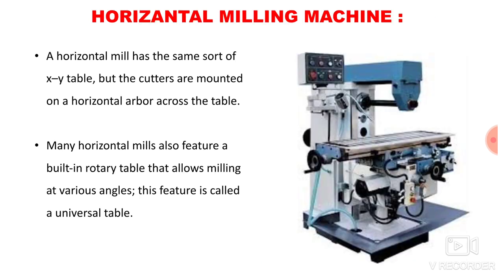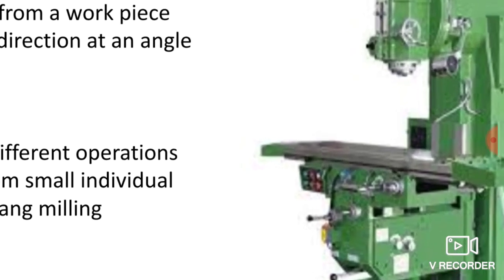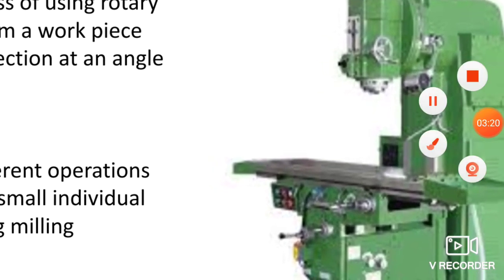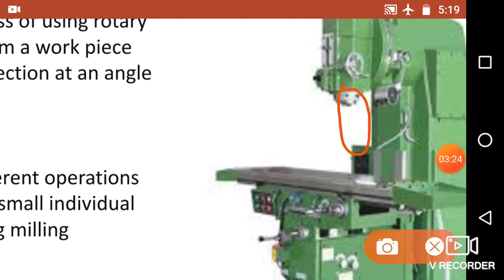Now this is an image of a horizontal milling machine. Earlier to this slide we have seen the vertical milling machine, so this is the vertical milling machine. Here, at this point, you can attach your milling cutter, and the axis of this milling cutter is perpendicular to the table. So this is the table axis. Here I am showing the table axis, and the axis of the milling cutter is perpendicular to your table axis.